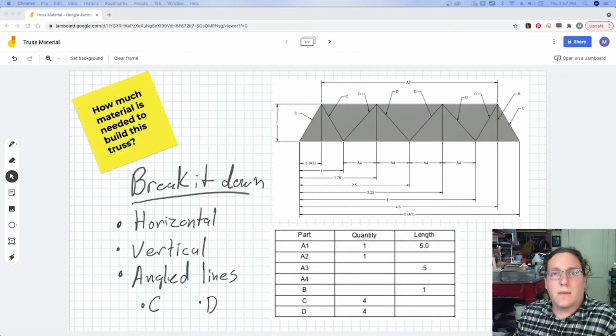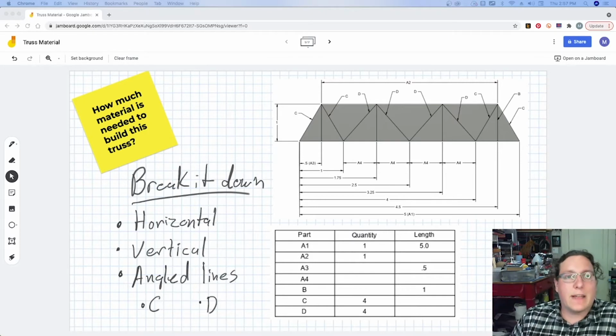Alright class, in this video we're going to be taking a look at how do we answer a question like how much material is needed for a truss calculations like the ones that we're seeing here. And in this case we're not getting too complex. We're actually going to be mostly using Pythagorean's Theorem to go ahead and measure the different lengths of the triangles that we can see, but we don't necessarily have the measurements for.